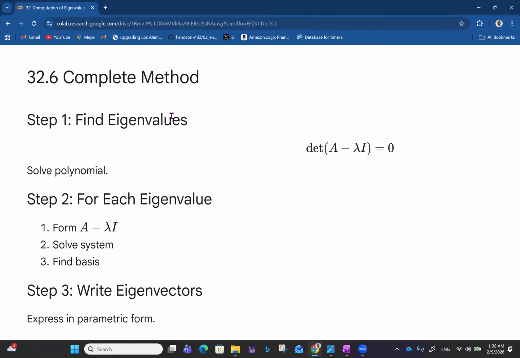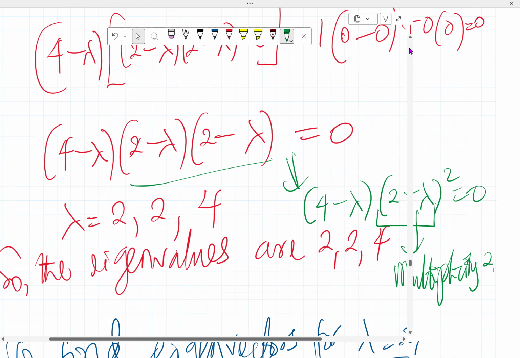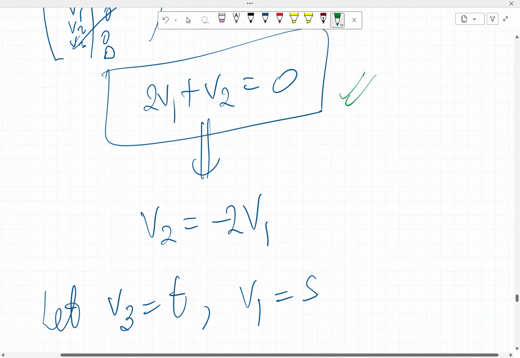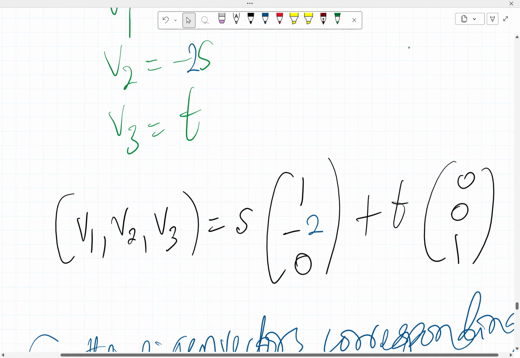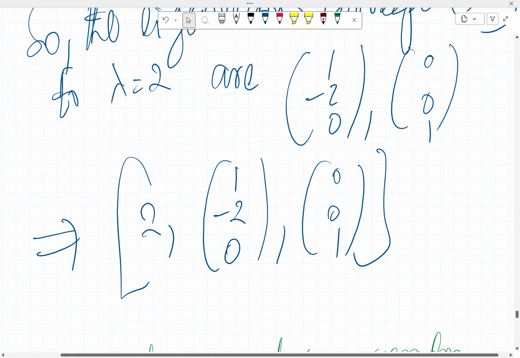So the complete method for looking for eigenvalues and eigenvectors can be said to be like this. Step 1, you find eigenvalues by solving the characteristic polynomial, A minus lambda I equals 0. Solve the polynomial. Step 2, for each eigenvalue, form A minus lambda I, solve the system and find a basis. So the basis are all these matrices I've been looking for. It's just like finding a basis as usual. So these are now like your basis. So that's what we end up having here.